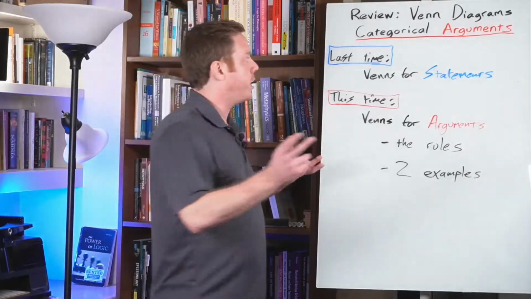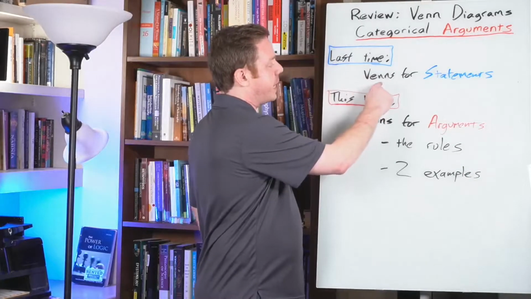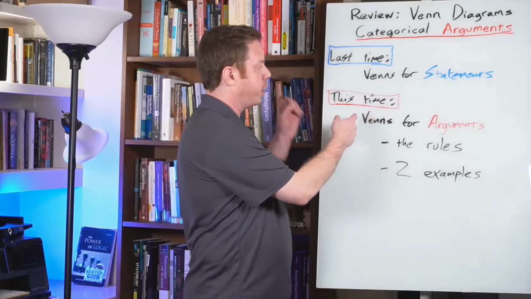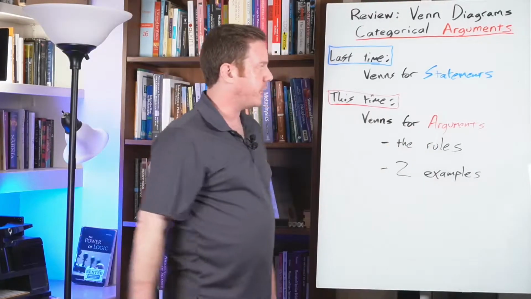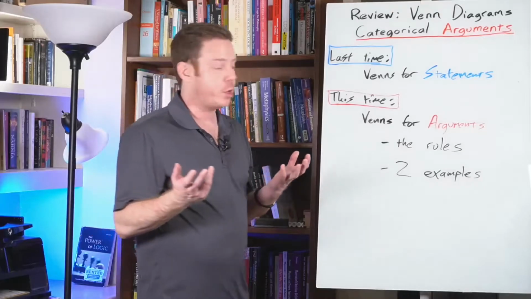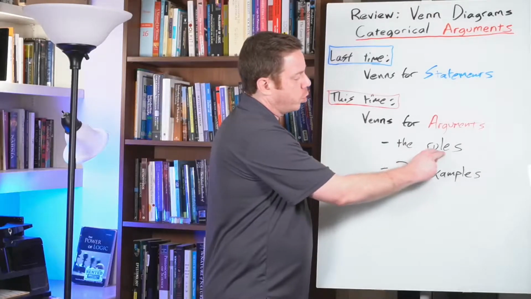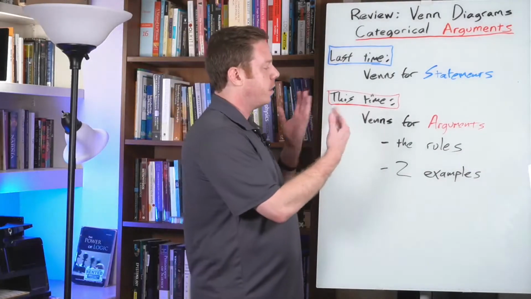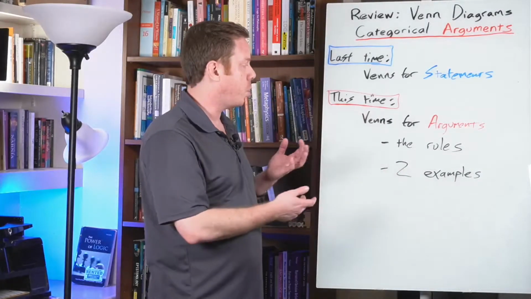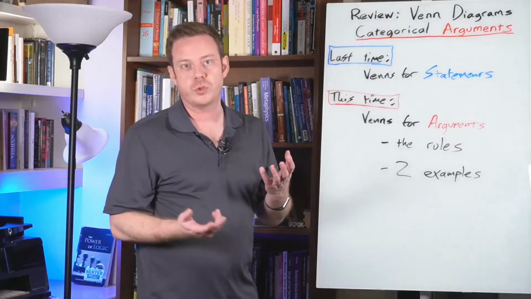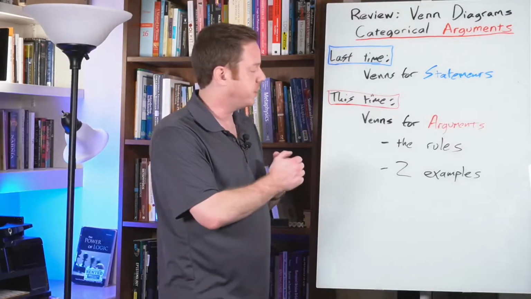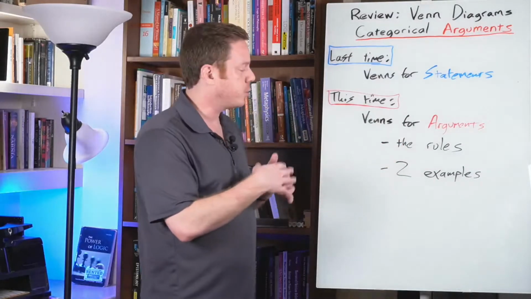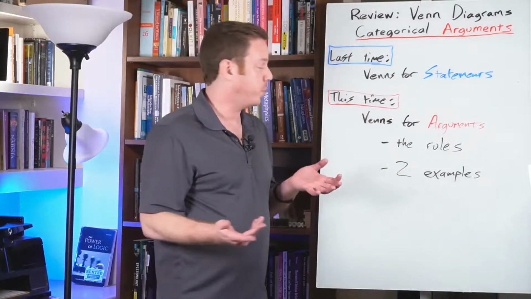Last time we looked at Venn diagrams for statements, and this time we're going to be doing Venn diagrams for arguments. We're going to be reviewing those, reviewing the rules for doing those, as well as doing two examples so that you can see how to apply the rules to actual cases. And I'll be laying out the rules as we go through those two examples.